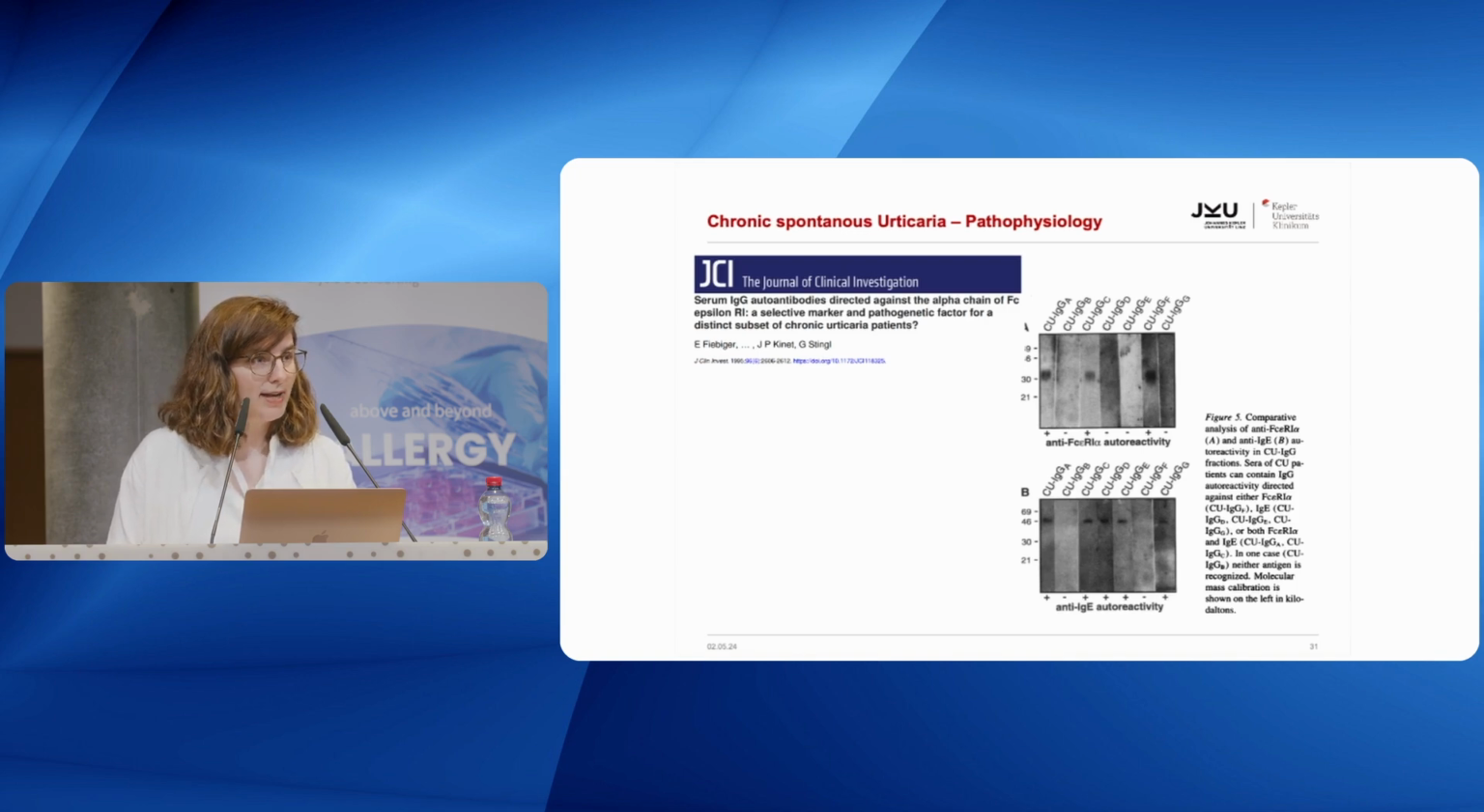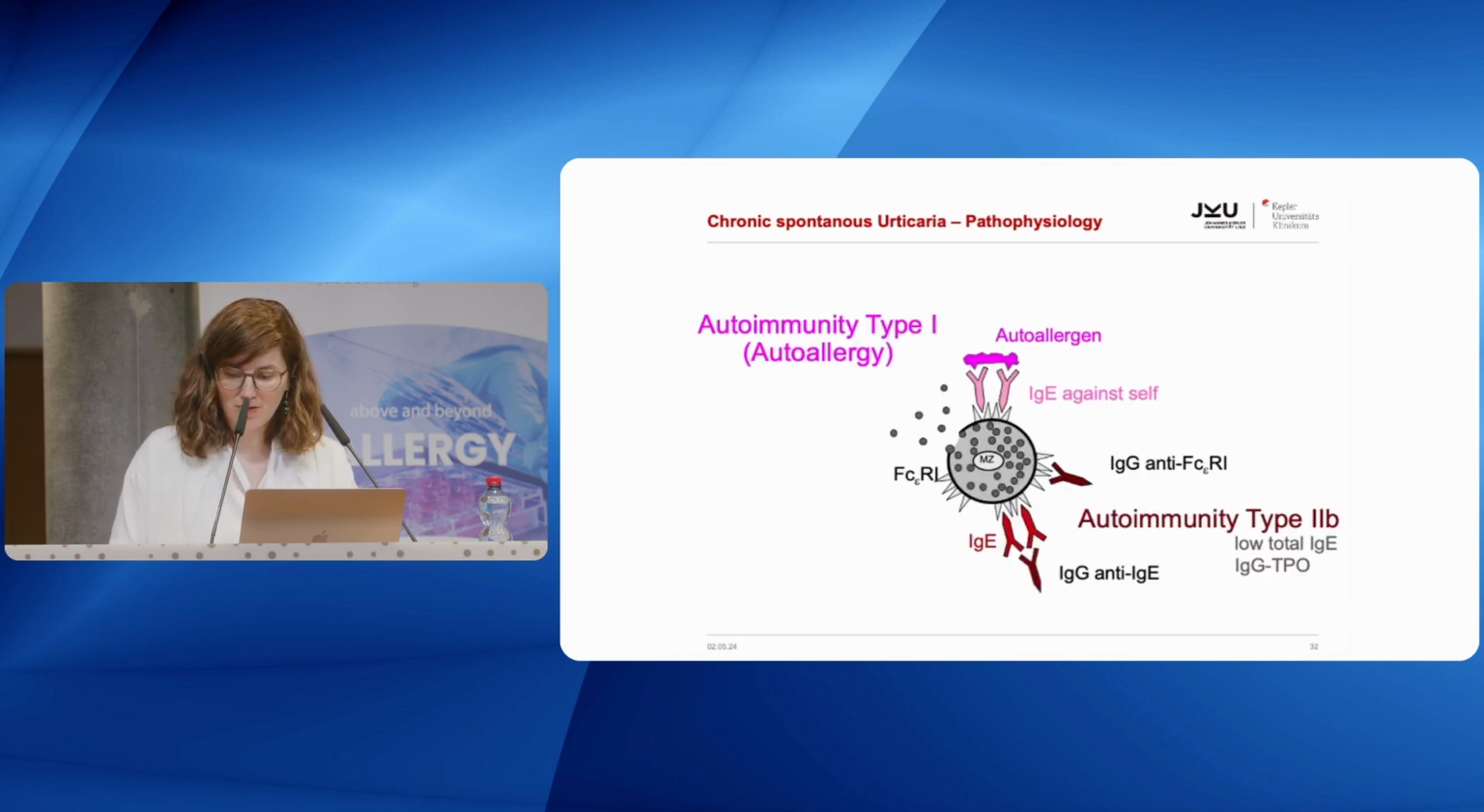Some groups have tried that. I have also tried that. It kind of works, but not so reproducibly. That's a little bit of a problem with these measurements. But it is established that patients with chronic spontaneous urticaria can also have IgG autoimmunity, and this was termed autoimmunity type 2B because it's not complement fixating, to have IgG against the IgE or against the receptor that leads to the degranulation of mast cells.